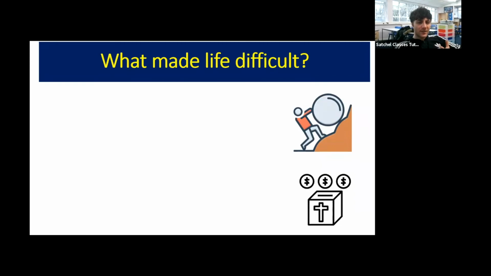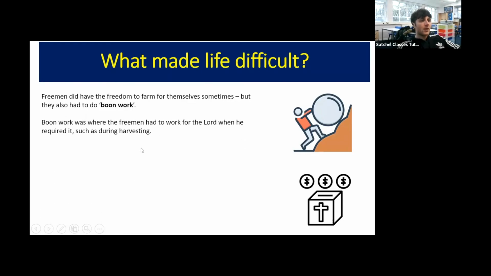Now, what made life difficult for the peasants? What were the main challenges that they were experiencing? Well, firstly, the freemen did have the freedom to farm for themselves sometimes, as we've discussed, but they did also have to do that boon work. Boon work was where the freemen had to work for the lord during harvesting and sowing times, but also potentially just when the lord required it. So there was a vulnerability to the freeman in that the lord could always pull rank, could use his power to get the freeman to work for him. So the freedom that the freemen had was limited.